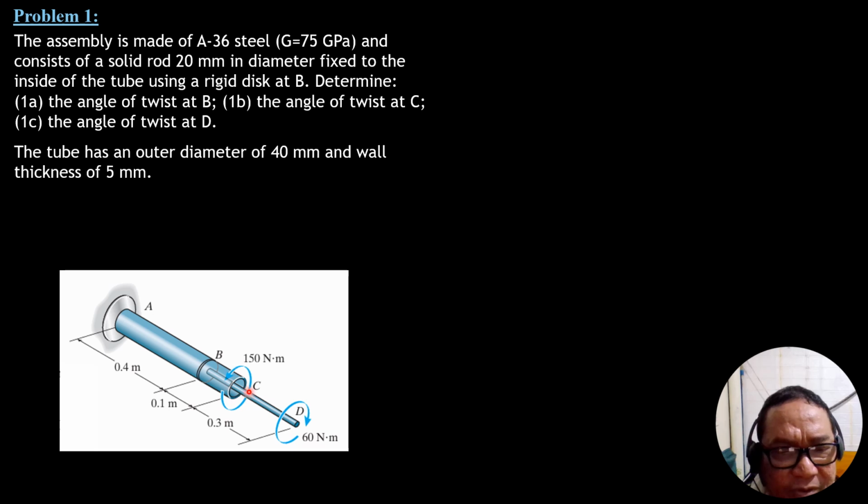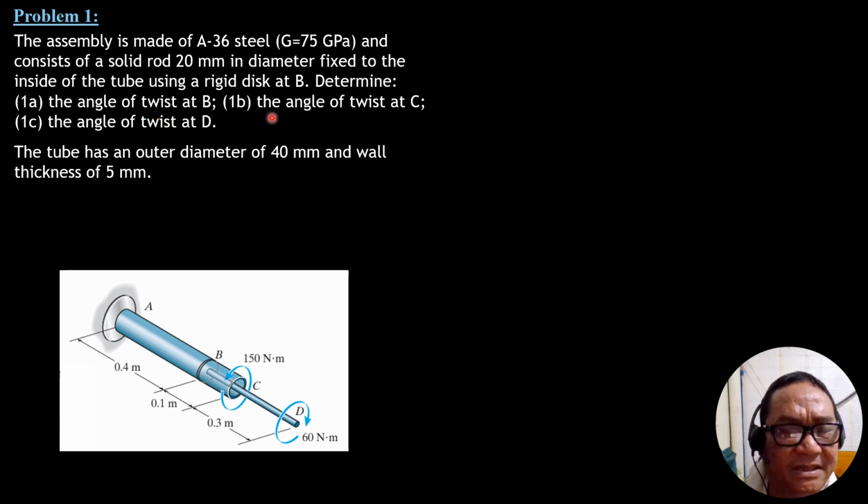This 150 Newton meter torque acts on this hollow part. So it has nothing to do with or it has no effect with this solid circular shaft BCD. This one acts only in portion BC. And remember, this ABC here is originally hollow, and there is just this inside this here, so that this solid shaft BCD could be attached fixedly on the disc B.